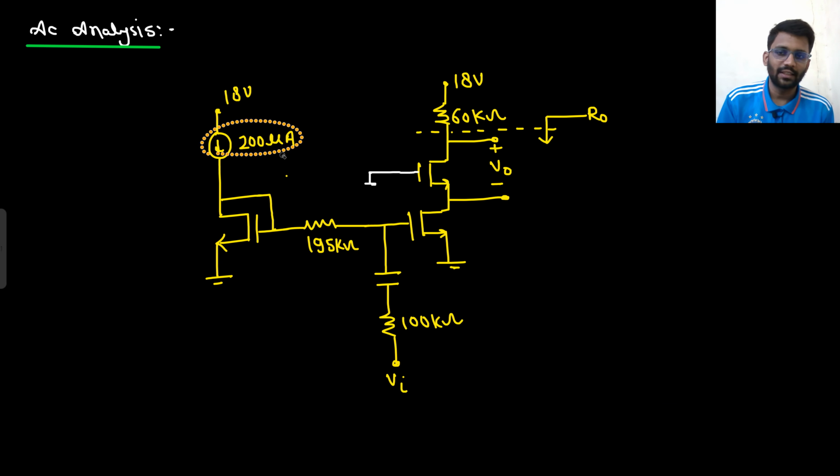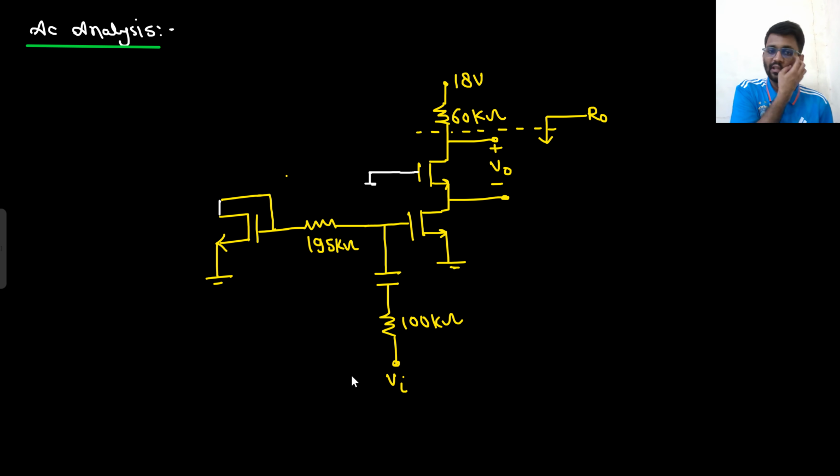Since you are doing the AC analysis, the current source will be open circuited. If the current source is gone, then this much is left. Right? And this capacitor will be shorted. This capacitor is shorted. Now, what can this be replaced with?